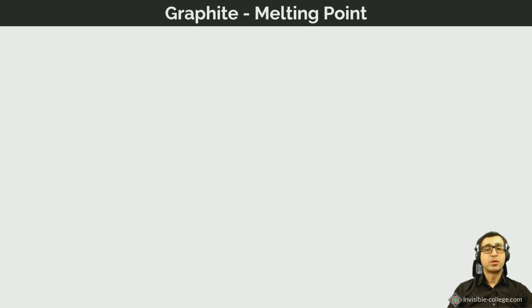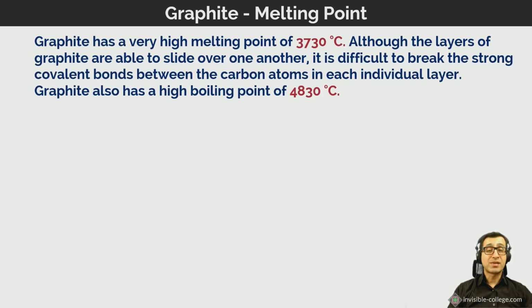So let's take the melting point, for example. Now, graphite has a very, very high melting point of about 3,730 degrees centigrade. The reason for this is that even though the layers of graphite are able to slide over each other relatively easily, because the intermolecular forces between those layers are relatively weak, the bonding between the carbon atoms in each layer is strong covalent bonding. So in order to separate all of those carbon atoms and enable them to move around in the liquid state, you are having to overcome chemical bonding as well as intermolecular bonding. And so graphite has a high melting point for that reason, and for the same reason it has a high boiling point as well, of 4,830 degrees centigrade.